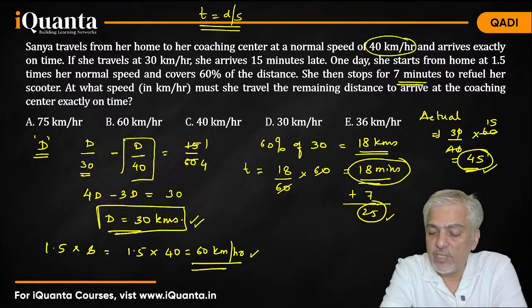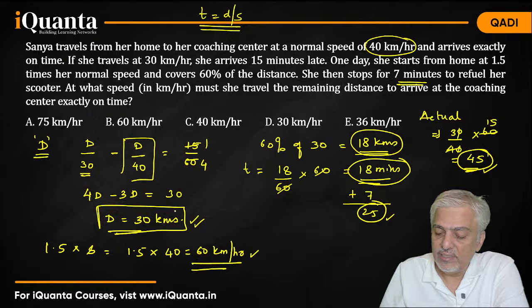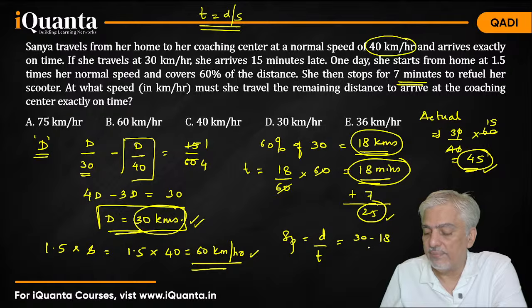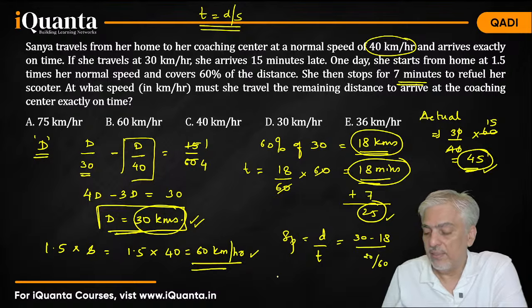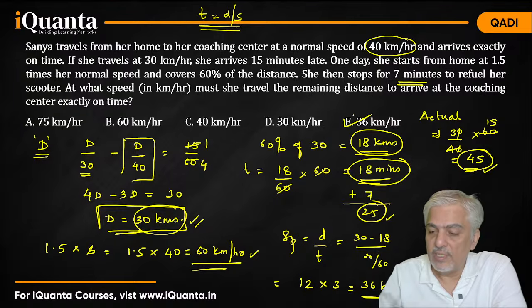At what speed should she travel? So she covers the remaining distance. What is the remaining distance? She has already covered 18. 30 mein se she has covered 18. So speed should be distance upon time. So the remaining distance is 30 minus 18 upon time available is 45 minus 25, 20 minutes. 20 minutes is 1/3 of an hour. So 20 upon 60. So it will be 12 divided by 1/3, that will be 12 into 3, 36 kilometer per hour, which is option E.